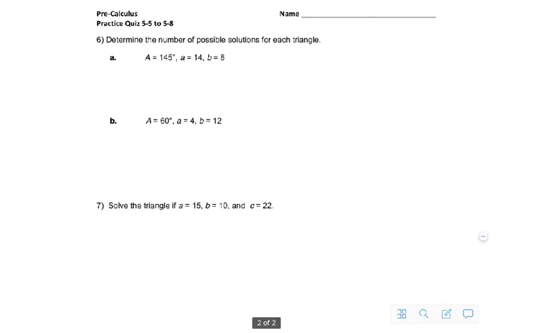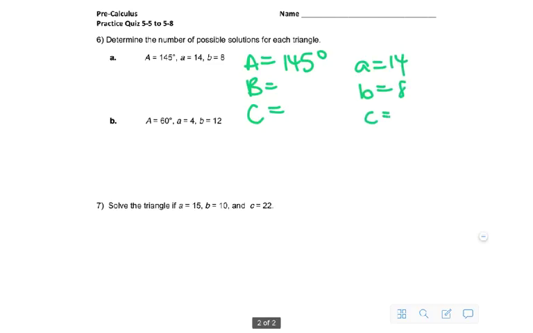In problem 6, we want to determine how many possible solutions there are for each of these triangles. So for problem 6a, remember I said that if the original angle I give you is obtuse, then there's only the possibility of 0 or 1 solution. How are we going to know which one it is? Well, set up your little chart. I know this is 145 degrees, BC, and then side A is 14, side B is 8. I don't know side C.